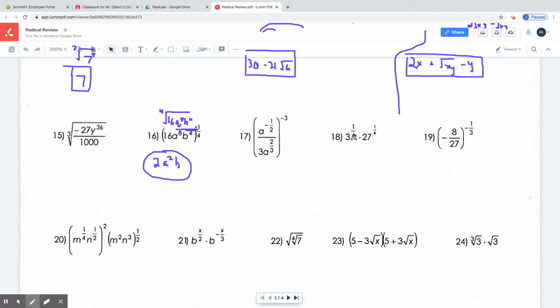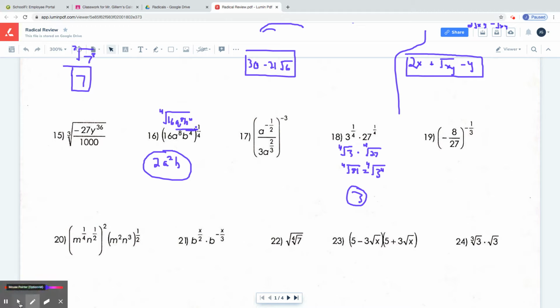All right, 18. We have 3 to the 1/4 times 27 to the 1/4. All right. Since they're both the same thing, it's just really the 4th root of 3 times the 4th root of 27. 27 is 3 cubed, or 3 times 27 is 81, and 81 is the same thing as 3 to the 4th. And what's the 4th root of something to the 4th power? It's whatever that is. So the answer is just 3. Since these are the same roots, you can multiply whatever's on the inside.